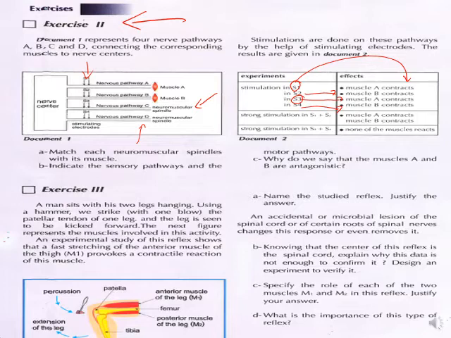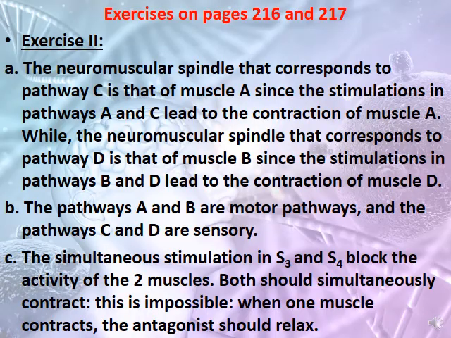So if you see here, we did a strong stimulation in S3 and in S4. So none of these muscles contract. So either both of them are going to relax, so they are not antagonists, or both should simultaneously contract. This is impossible. This doesn't happen. So when one muscle contracts, the antagonist should relax. That's why they are called antagonists. Okay?